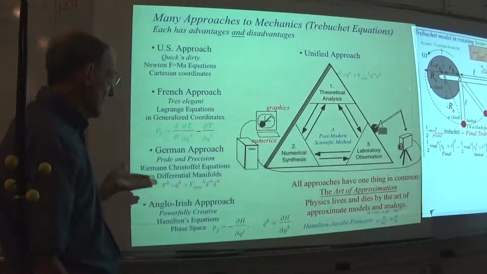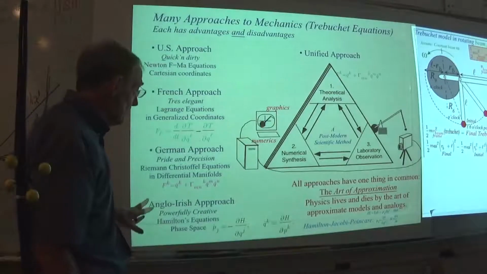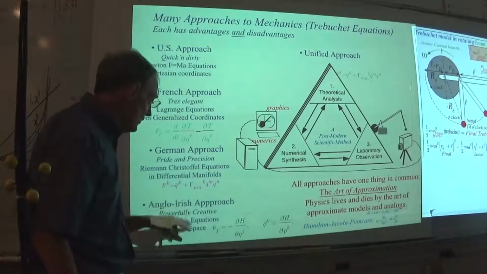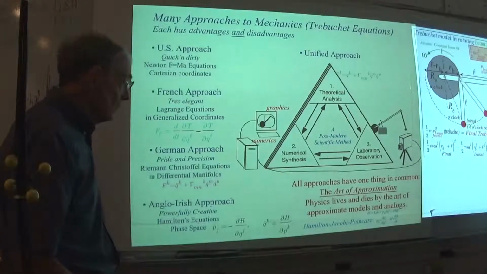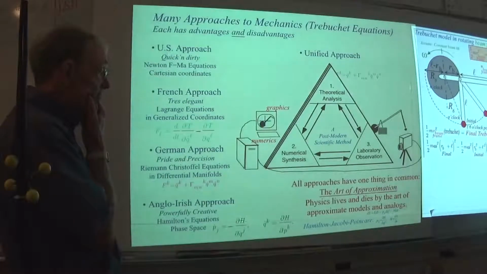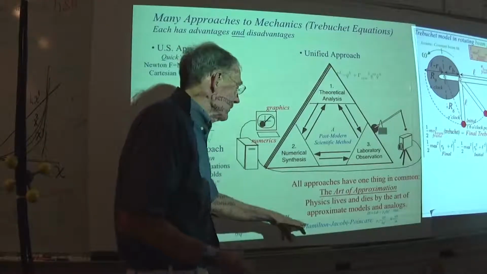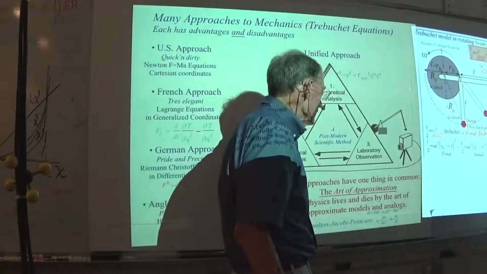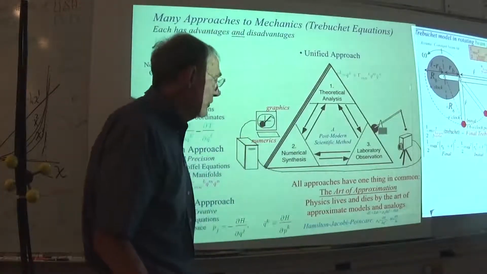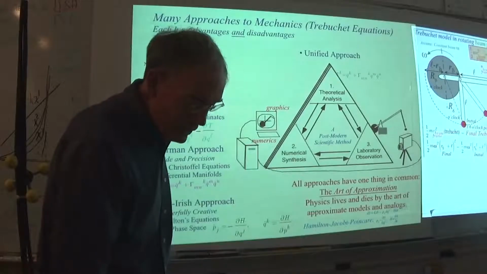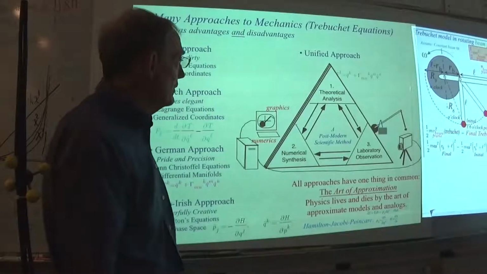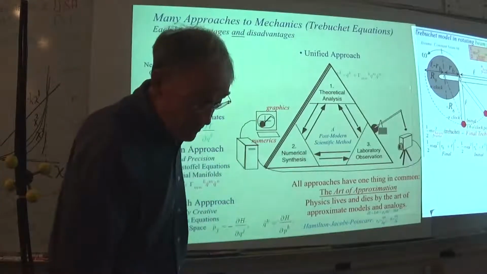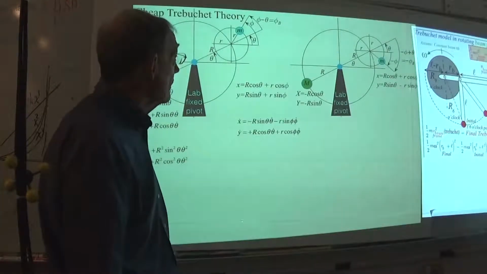And then you've got to give credit to, this is the most powerfully creative bunch of people, the Anglo-Irish. That's Hamilton. We're going to hear from Hamilton for the rest of this course. So altogether, Hamilton, Jacobi, I'm not sure about nationality, Poincaré definitely French. So that's what we're living with now. And the idea is that if we get all this stuff working together, we're making progress like we never have.